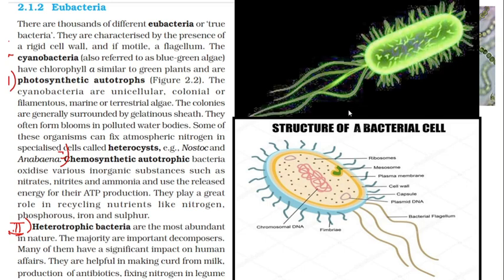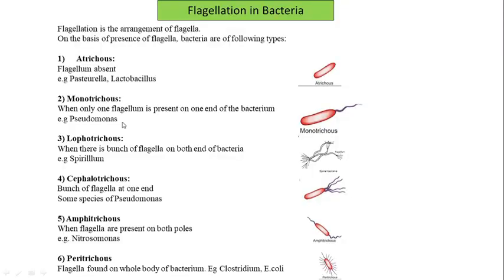So this is the bacterial cell, and bacterial cells have a true cell wall here. So all the eubacteria have a true cell wall. Now bacteria require a structure for motility. So this structure which is used for motility is known as flagella. Now the arrangement of flagella is known as flagellation. So flagellation is the arrangement of flagella.